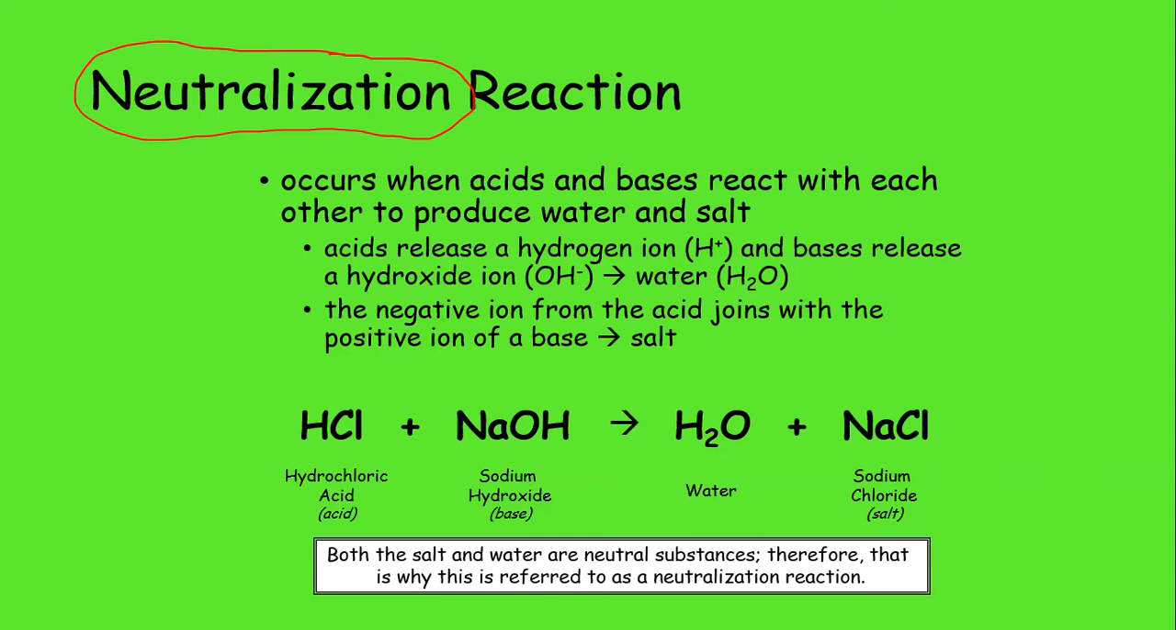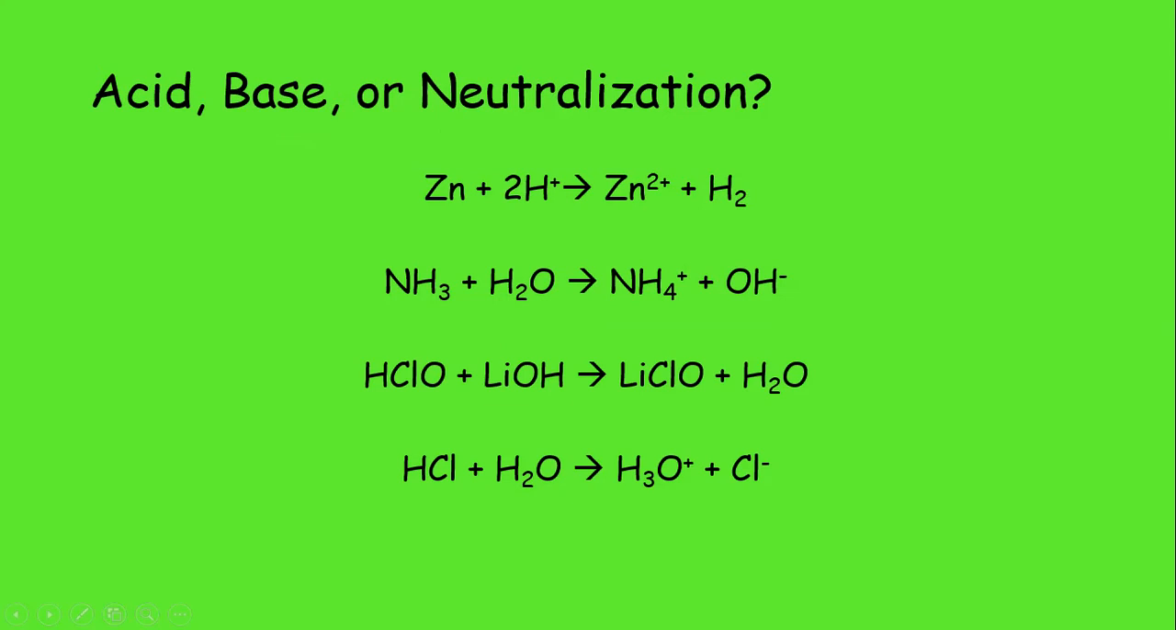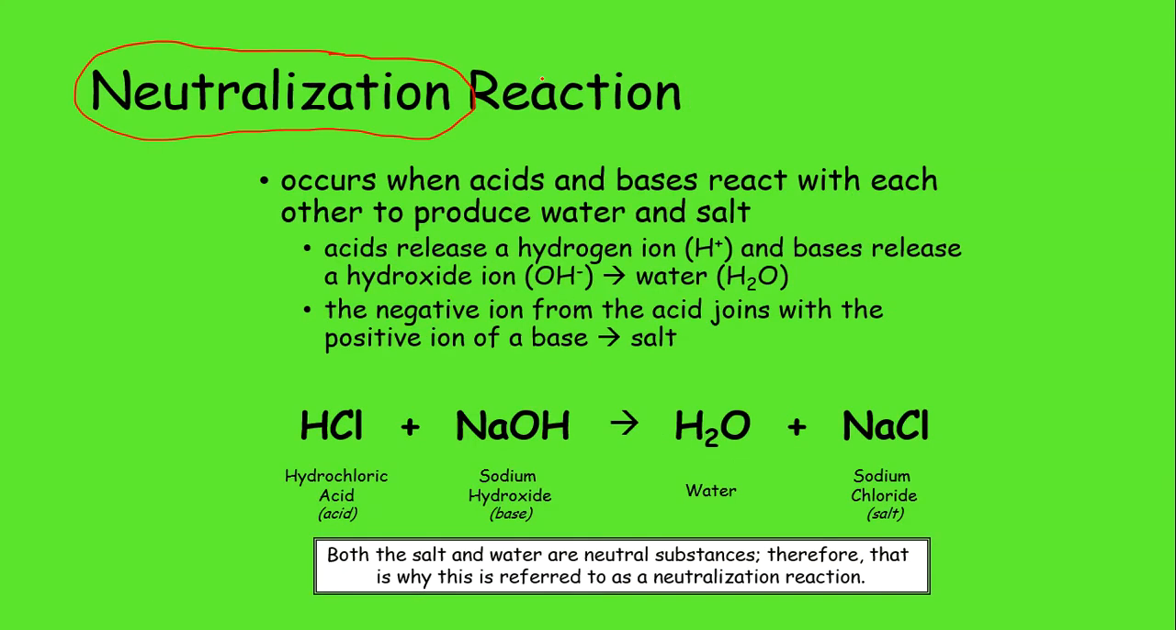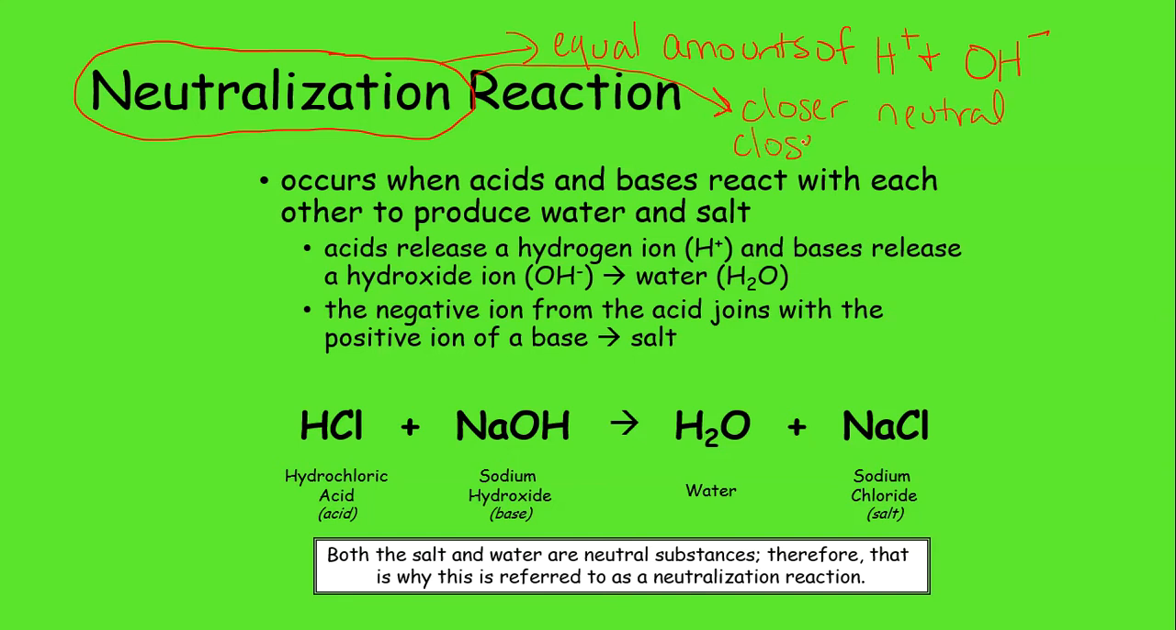Now, to be neutral simply means to have equal amounts of hydrogen and hydroxide. And in terms of understanding this, the closer something is to neutral, the closer it will be to what we call a pH of 7.